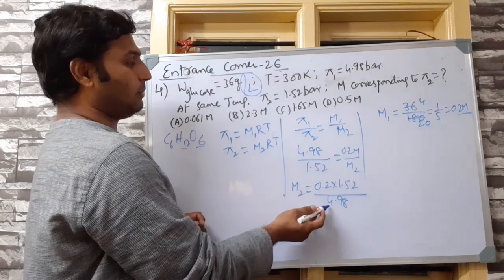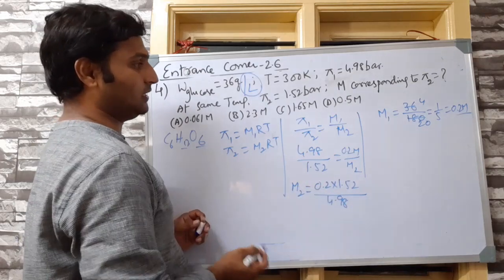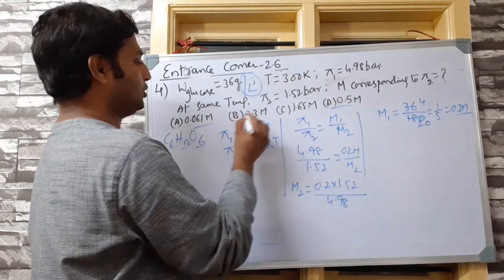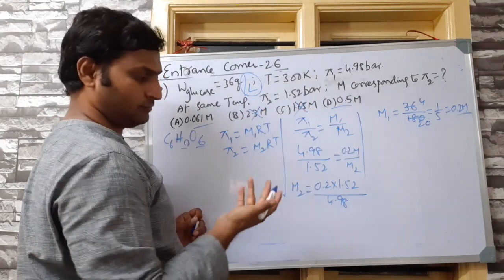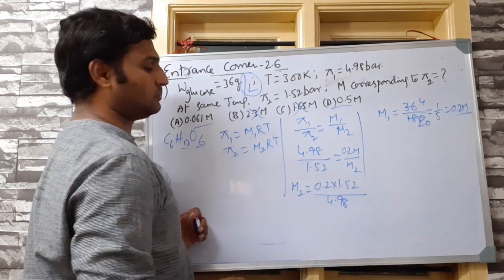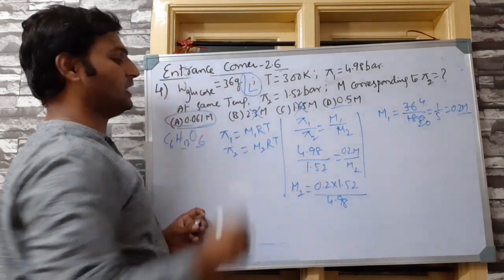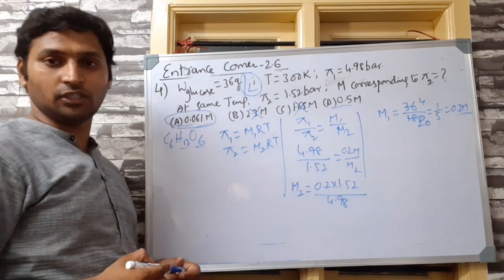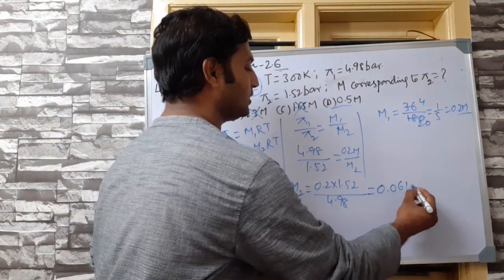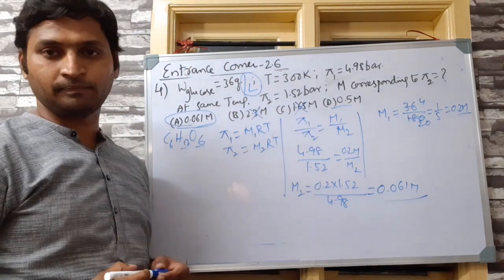So you can see denominator is larger than numerator. When denominator is larger than numerator, either this or this should be the answers. These two cannot be, as you can notice clearly here. And since numerator is very small value, I think this would be the answer without doing any calculations. You can do it and cross check. You will end up getting 0.061 molar.